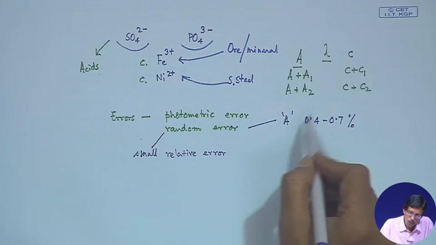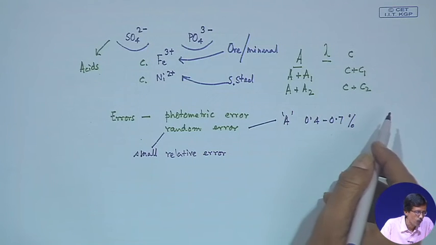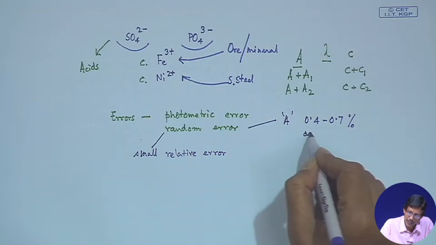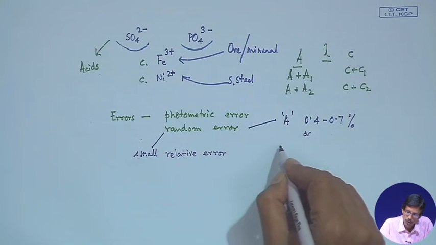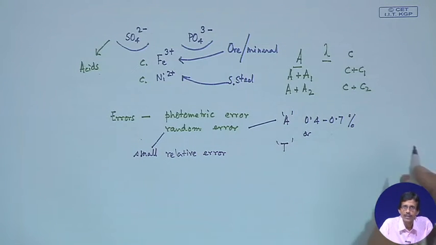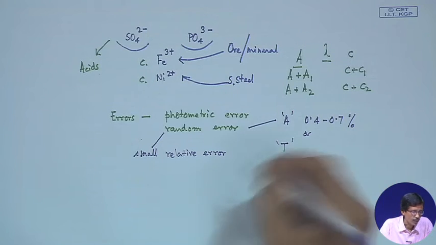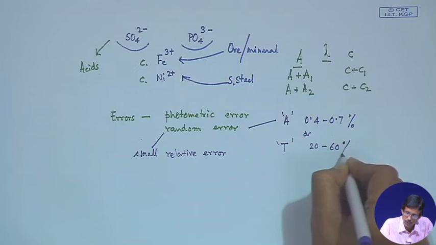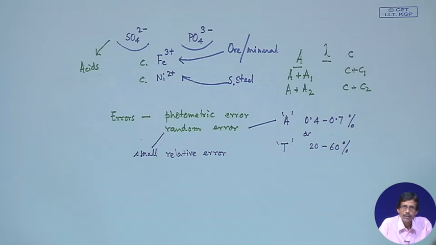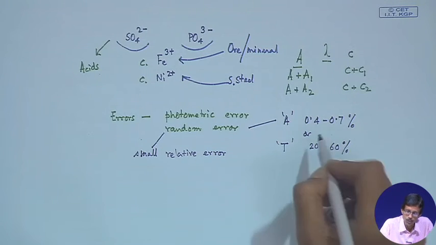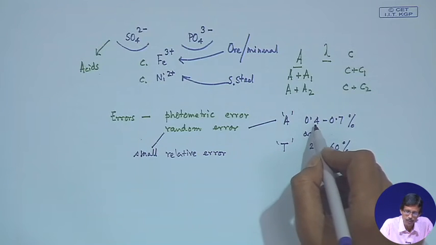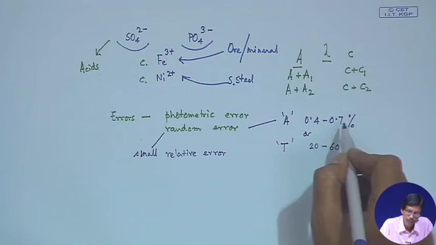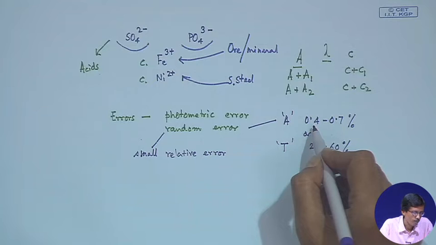We should not go below this value and we should not go above this value, which is directly related to your T value, the transmittance. The corresponding transmittance is only 20 to 60%. So, if you have a transmittance of 20 to 60%, we should get an absorbance value of 0.7 down to 0.4.